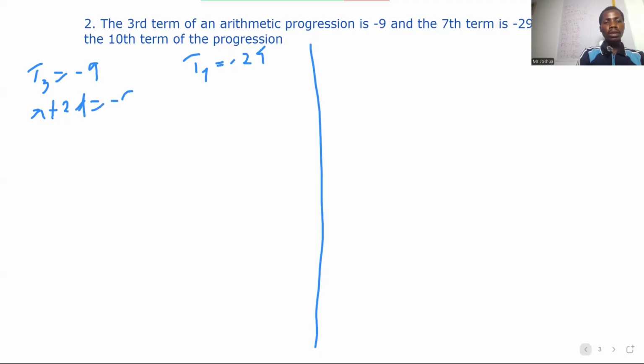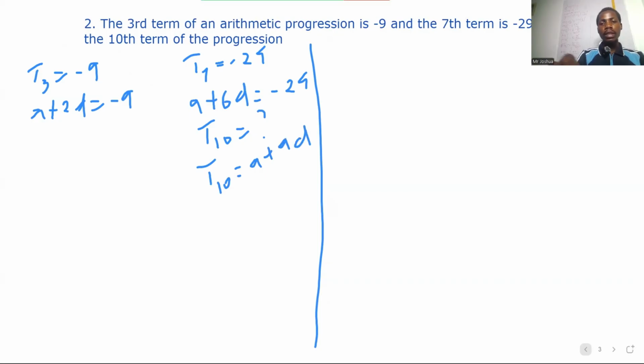2d equals minus 9. So we are following the same step. Our T7 is the same thing as a plus 6d equals minus 29. So how do we find our 10th term? That's our T10, which can only be gotten by finding the value of our a, because our T10 is the same thing as a plus 9d. So we cannot get the value of T10 without, first of all, looking for the value of a and finding the value of d as well. So how do we get it?